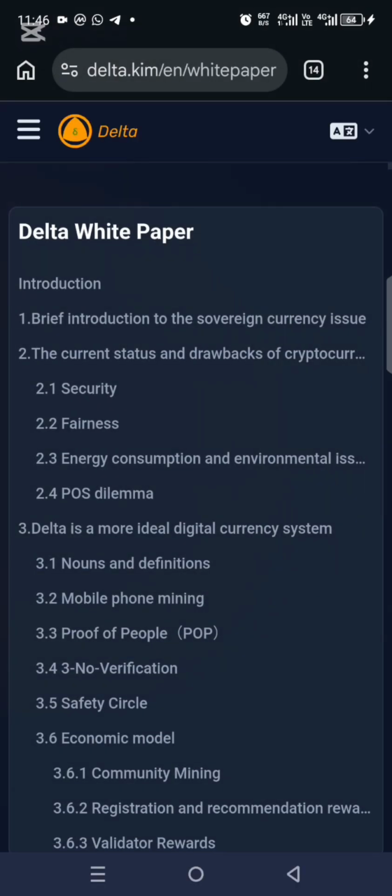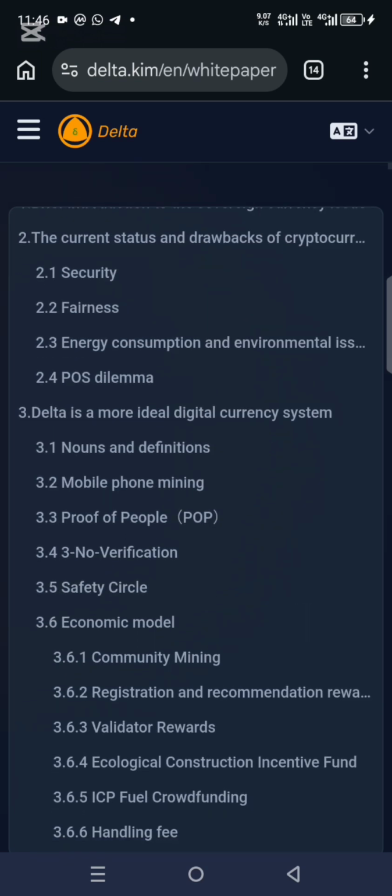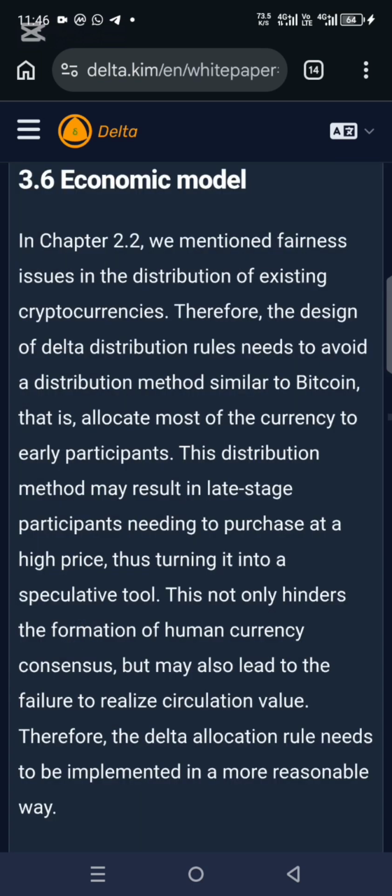So today, I want to talk about... I'll be taking you through this white paper bit by bit. But today I'm talking about where Delta is a more ideal digital currency system. So I'm talking about this number 3.6, economic mode. This one here on economic mode. In chapter 2.2, we mentioned the fairness issues in the distribution of existing cryptocurrencies.